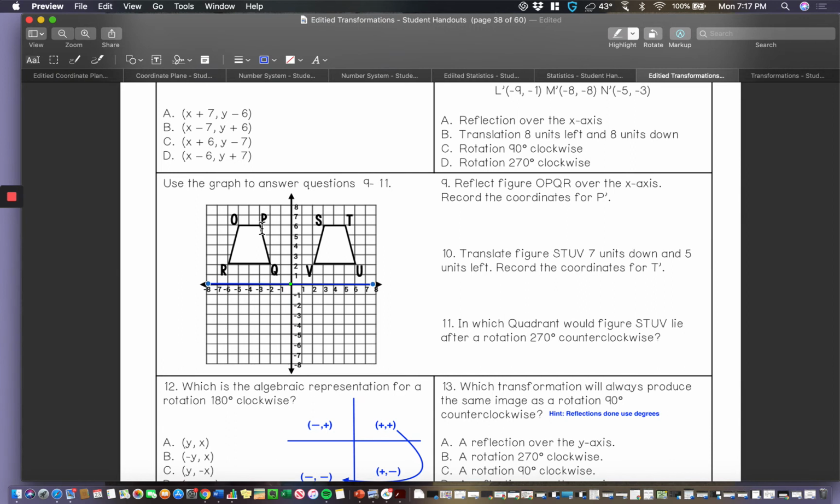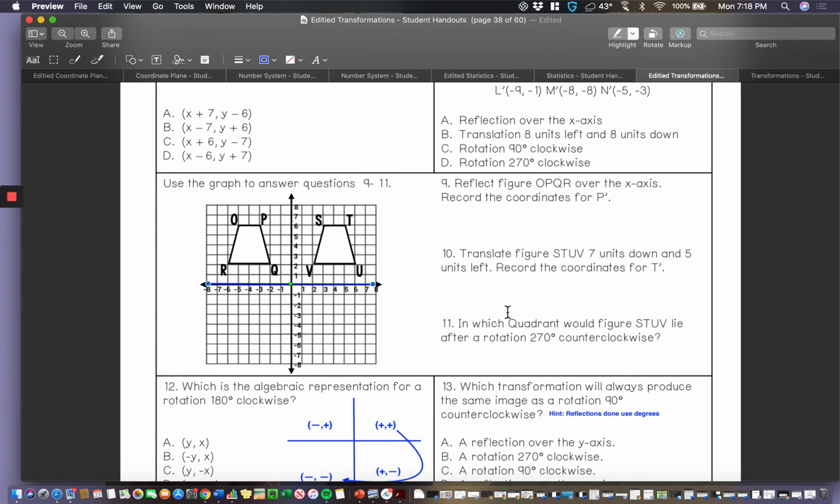So if you just wanted to reflect point P over the x-axis, I'm sure that you can get your coordinates that way as well. That says translate figure STUV 7 units down and 5 units to the left. Record the coordinates for T. So you might just want to translate T, right? 7 units down and 5 units to the left, and you're going to end up over here somewhere. So just record your coordinates after translating point T, or you could translate the whole figure.